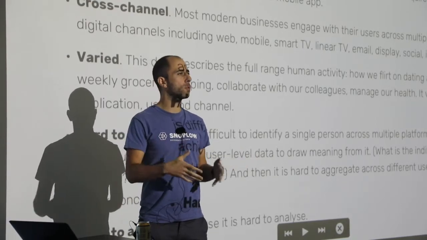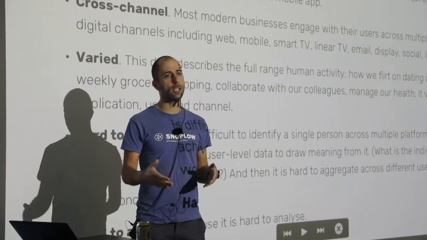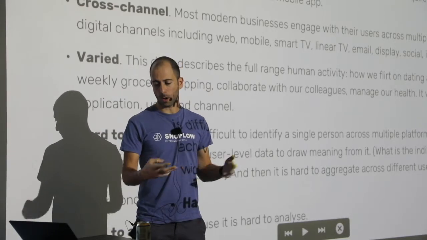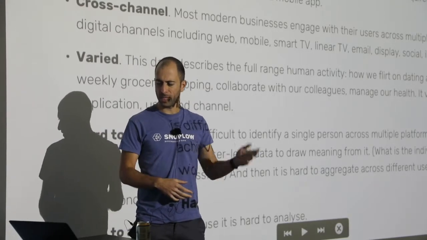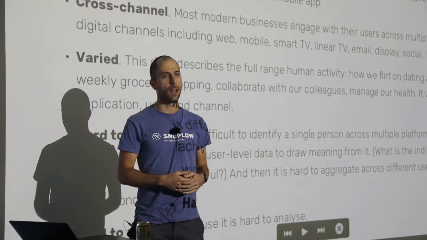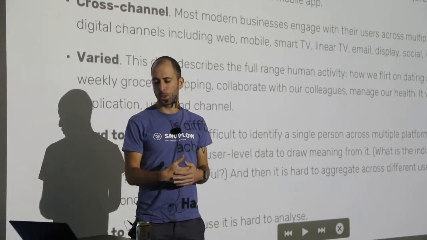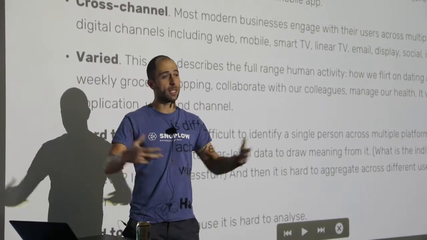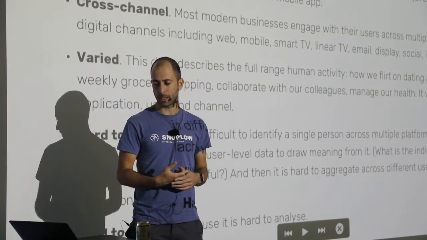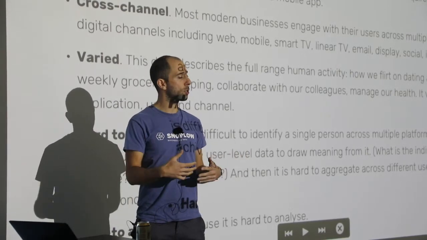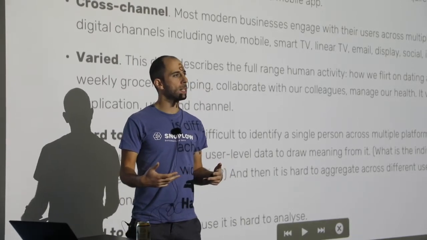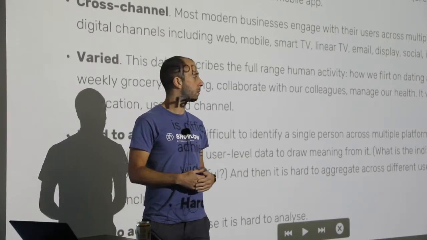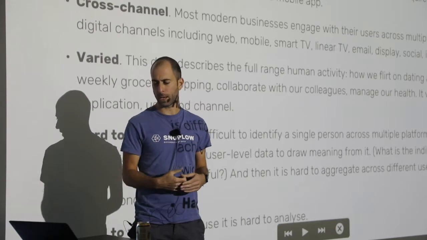User data is cross-channel. Most companies today are engaging with their customers across web, mobile, potentially in-store, different marketing channels, smart TV, linear TV, email, display, social, and so on. And so if you want to build that complete picture of your users, if you want to understand all their behavior and how good a job you're doing of engaging with them, you need to collect that data from many, many different places. So cross-channel creates a data collection problem, but it also creates a data variability problem, because the data that you collect from email is going to look different to the data you collect from web, or the data you collect from mobile, or the data you collect from social.